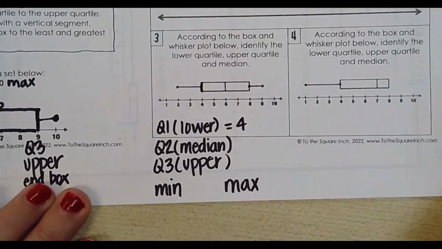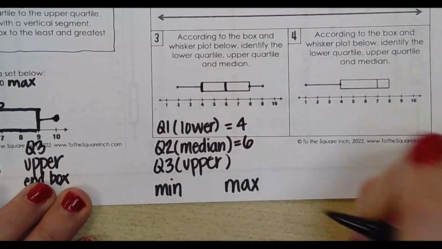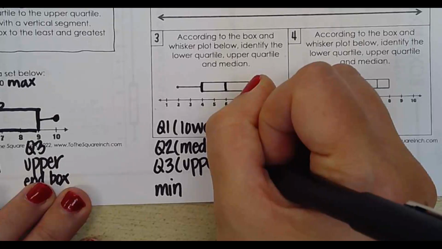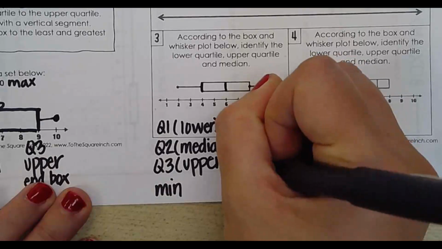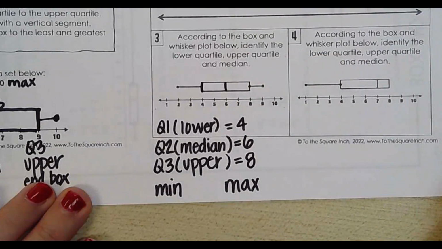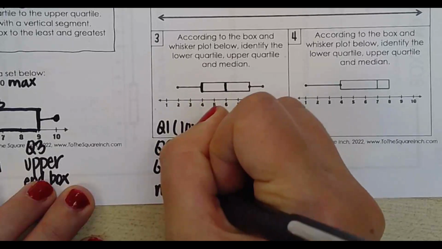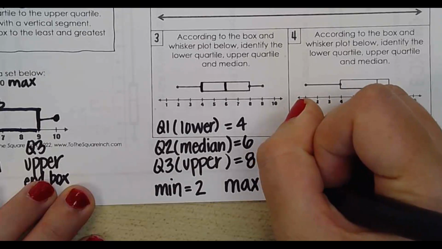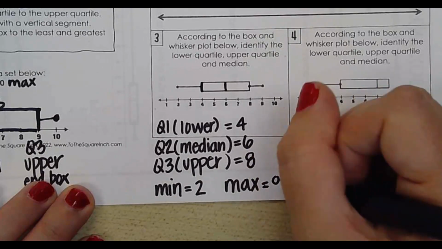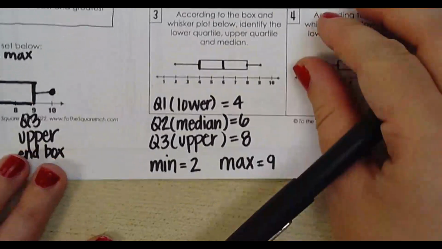Where is the middle of the box? 6. Where's the end of the box? 8. So that's Q3. And then my whiskers are my minimum and my maximum number. Minimum, 2. Maximum, 8? Wait. 9. Where's the whisker? 9.